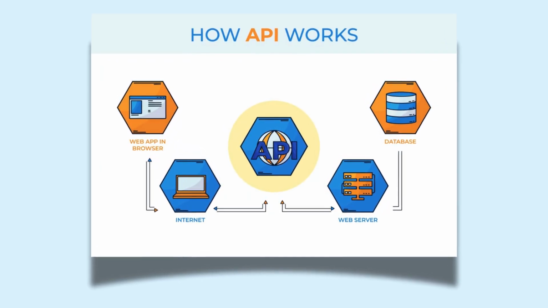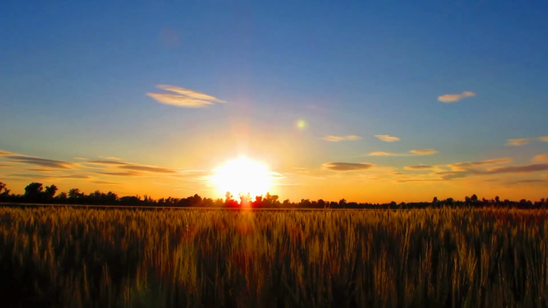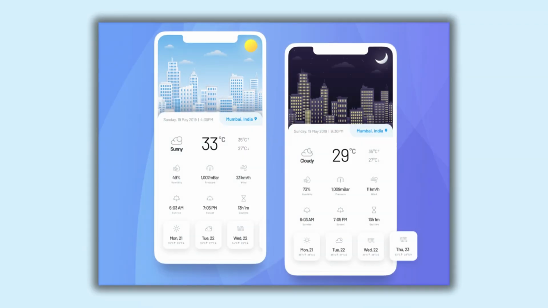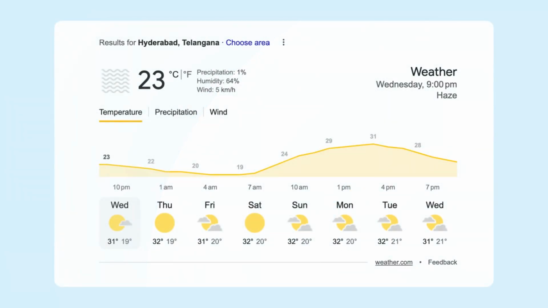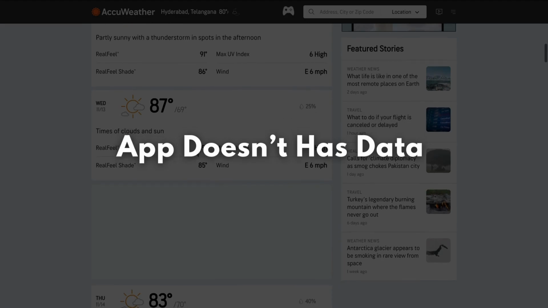Do you understand? Now I'll tell you a real world example. When you want to check the weather in your area, you just open the weather app and search for your location. For example, you searched for Hyderabad, Telangana. Now, as you click on the location, you will get the whole weather data in the app. Here the weather app is not having the data.